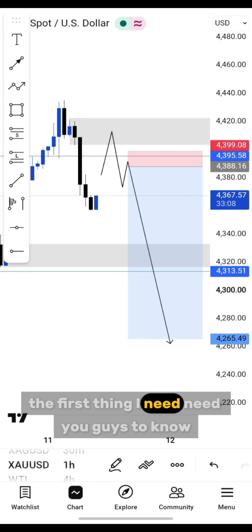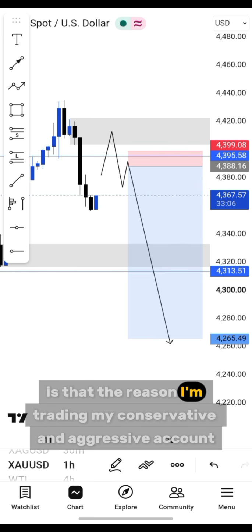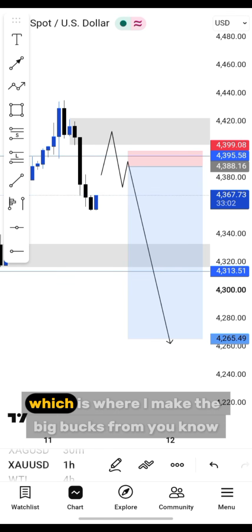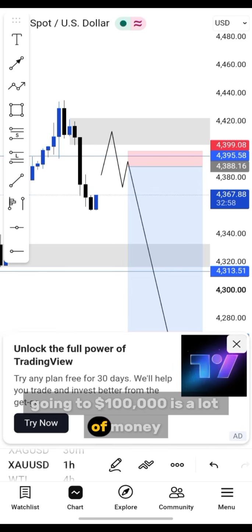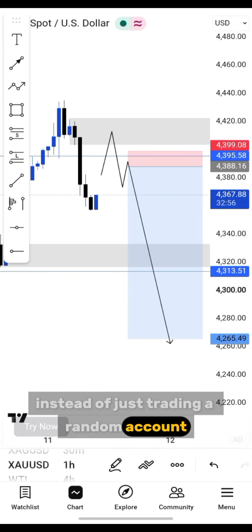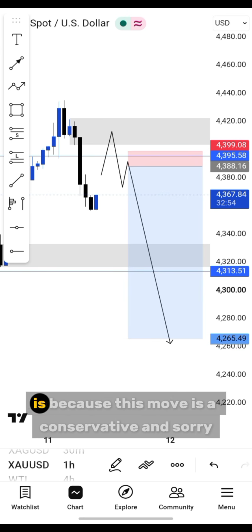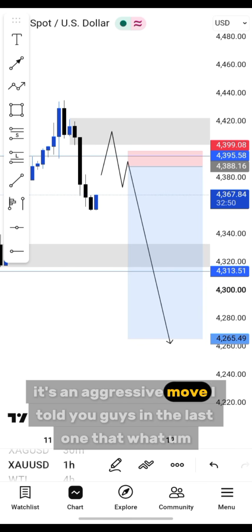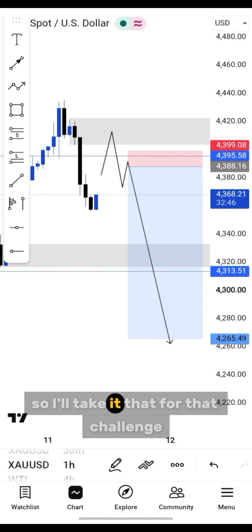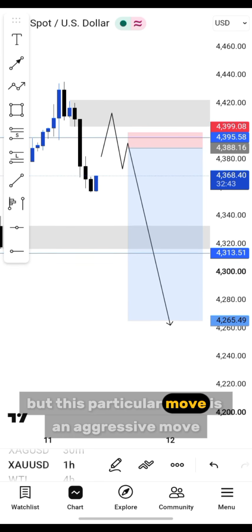The first thing I need you guys to know is that the reason I'm trading my conservative and aggressive account instead of my normal challenge account, which is where I make the big bucks from, going to $100,000 is a lot of money. Instead of just trading a random account like this conservative and aggressive account, is because this move is an aggressive move. I told you guys in the last one that that move was conservative, so I'll take it for that challenge. But this particular move is an aggressive move.